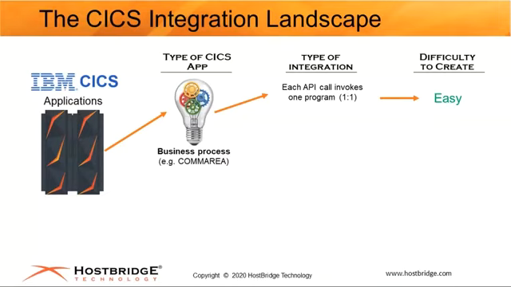Now, under type of integration, what we're really asking is a style issue. Do we want the API to be formed by one program or multiple programs? And so when we say type of integration, we're going to say, in this example, each API call invokes one program.